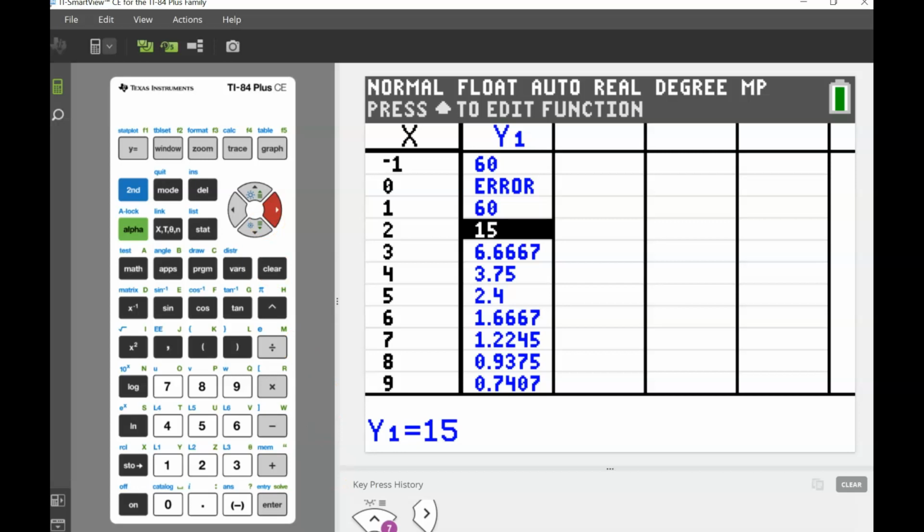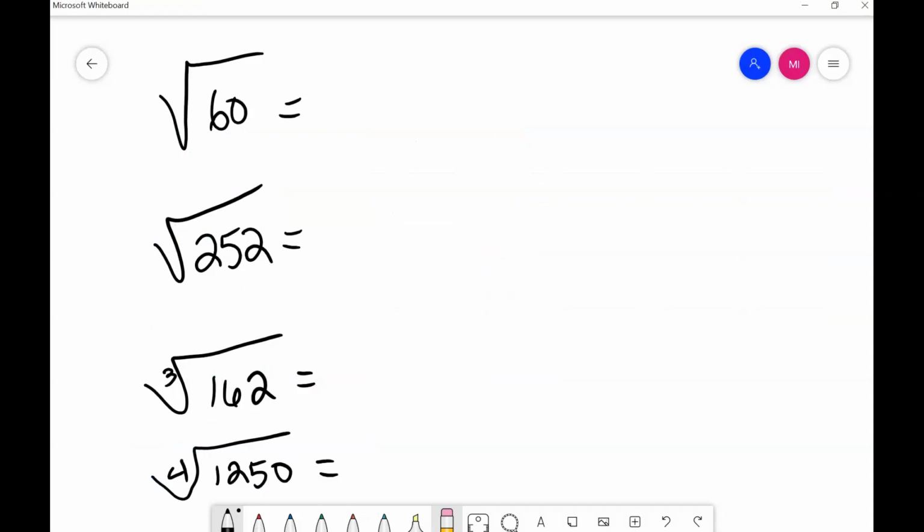So then I'll come back and my answer will be, the 2 will be on the X column. The 2 will be on the outside of the square root. And the Y will be on the inside of the square root, which is the 15. So the answer should be 2 square root of 15. All right, let's give these next ones a try.